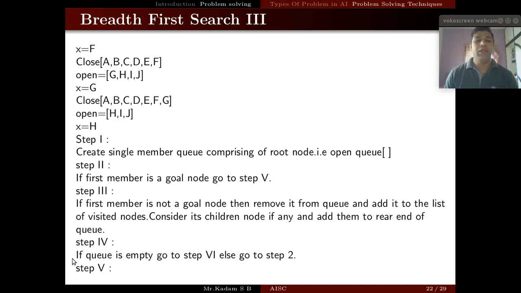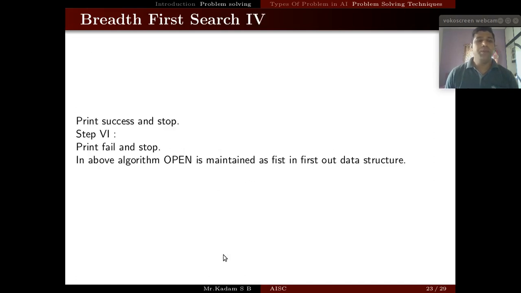Step number 4, if the queue is empty, go to step 6, else go to step 2. Step number 5, print succeed and stop, that we have seen at the first node if it is a goal node, or wherever we get a goal node. Step number 6, print fail and stop. So for constructing this searching strategy, we have used a first in first out data structure, which means we have utilized here an open queue as well as a closed queue. So this is all regarding the first uninformed search strategy, that is the breadth first search strategy.